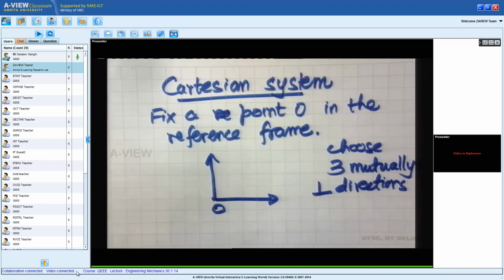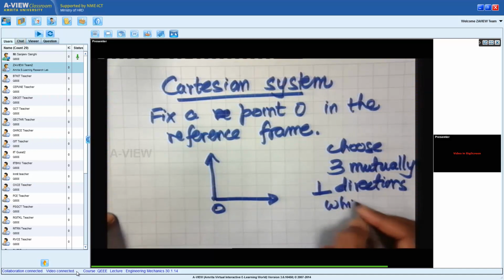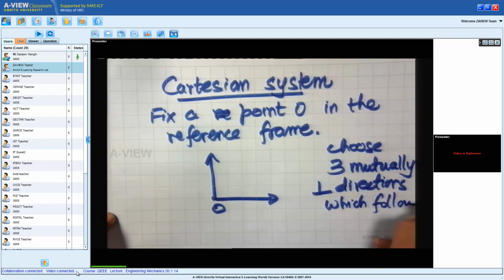So we have three mutually perpendicular directions which follow a right-handed rule.